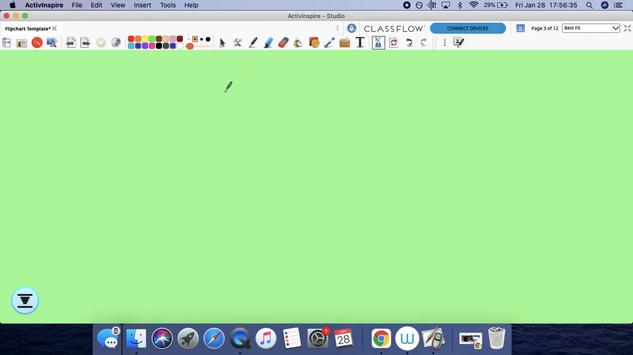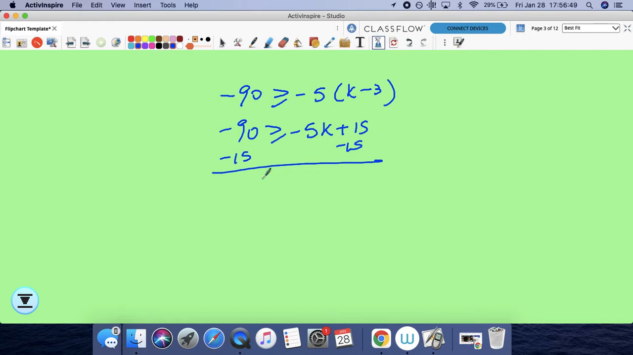16. Negative 90 greater or equal to negative 5k minus 3. Negative 90 greater or equal to negative 5k plus 15. We're going to subtract 15 from both sides. And we get negative 105 greater or equal to negative 5k. Divide both sides by negative 5. And because we're dividing by a negative number, we're going to switch the inequality sign. And that's a positive, which is 26. No, 21.